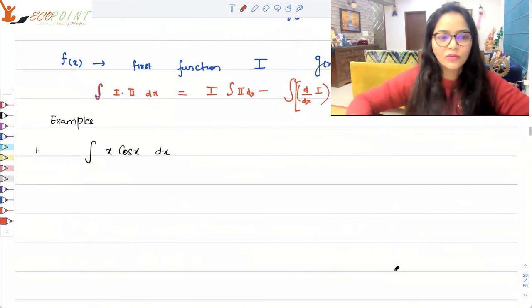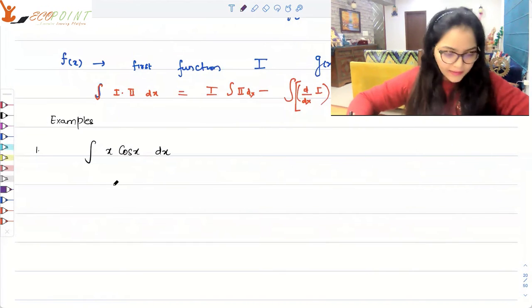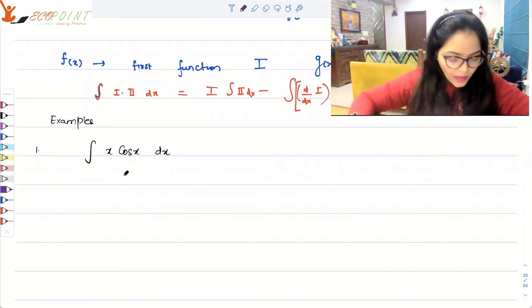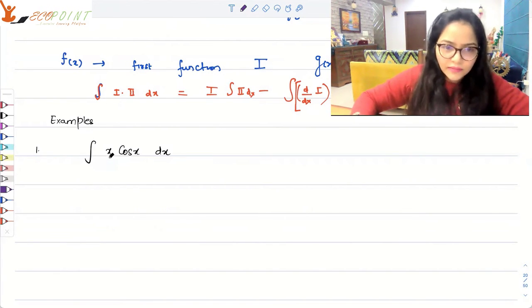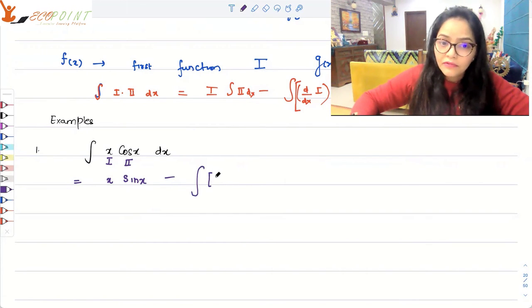Examples. So let me just take you through a few examples. Suppose I have to integrate x cos x. Now in x cos x, let me take x as 1 and cos x as 2. So this integral will be 1 as it is, integral of second is sin x, minus the whole integral of the derivative of first, which is just 1, into the integral of second, which is just sin x dx.